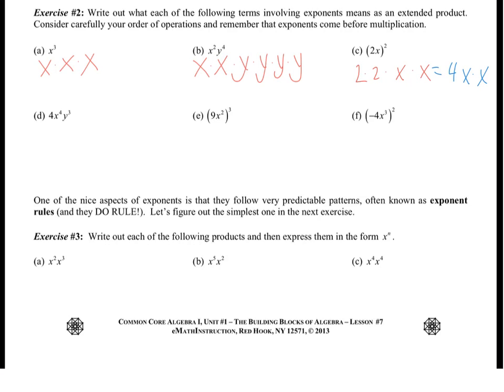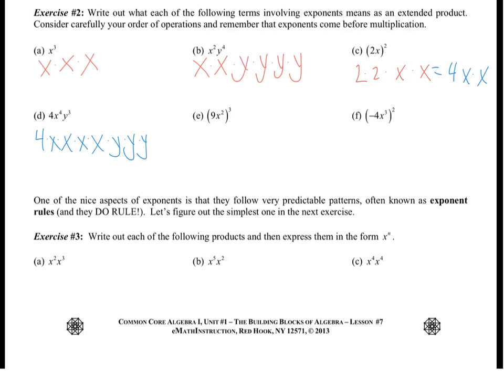Letter D, this is the part that gets really confusing, is trying to figure out what exactly is being raised to an exponent. You'll notice that on letter D, x is raised to the 4th power and y is raised to the 3rd power. So the 4 is just 4. It's not raised to a power. So it's going to be 4 times x to the 4th power times y to the 3rd power.